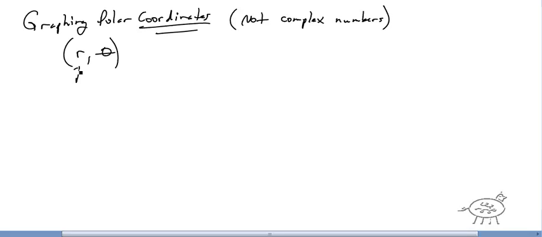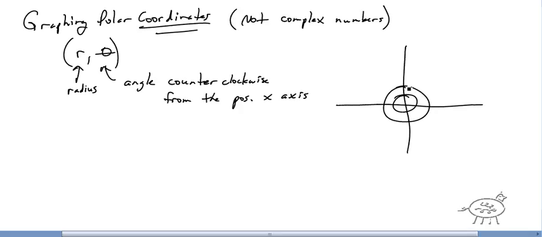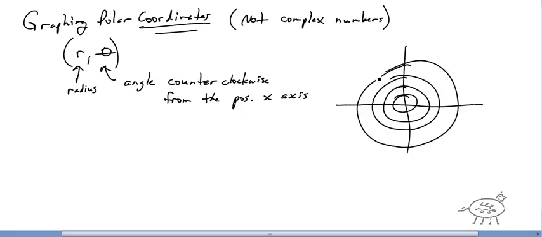And r represents your radius, and theta is basically your angle. It's an angle measured counterclockwise from the positive x-axis. So this is what a polar graph looks like. It's a little rough sketch there. Actually, it's really a rough sketch.